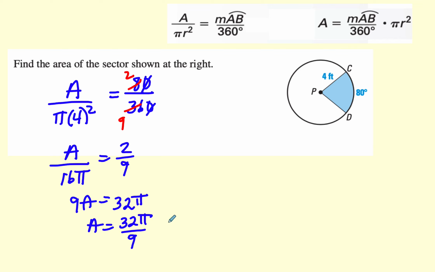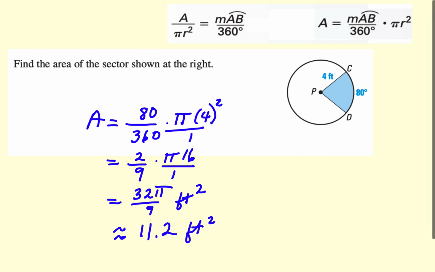Now this is an area, so we're going to have to write feet squared. Now the approximation will be 32 pi divided by 9, which is 11.2 feet squared. Now that's the proportion way. I'm going to show you that you can get the same answer with the isolated way. So we go ahead here, you put in all your numbers, you do some reducing, you get the same fraction and you get the same decimal.